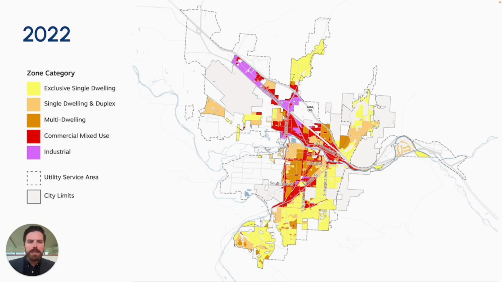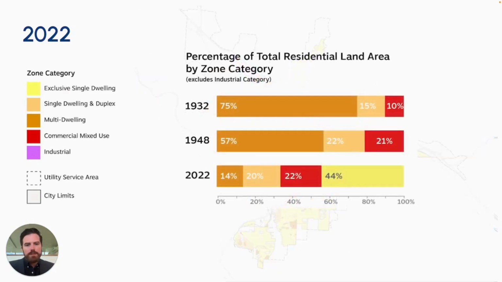And further, many existing neighborhoods were also changed from allowing a wider variety of housing types, such as a multi-dwelling or a single dwelling and duplex zone district, to exclusively allowing only single dwelling houses. Today, about 44% of the land where housing is allowed is limited to single dwelling houses in Missoula.